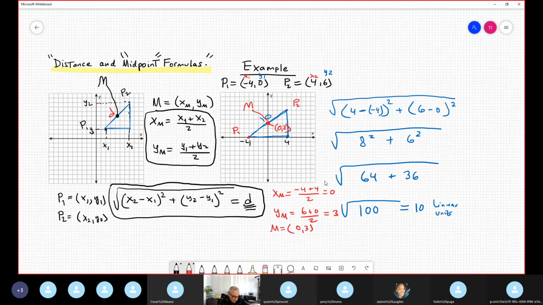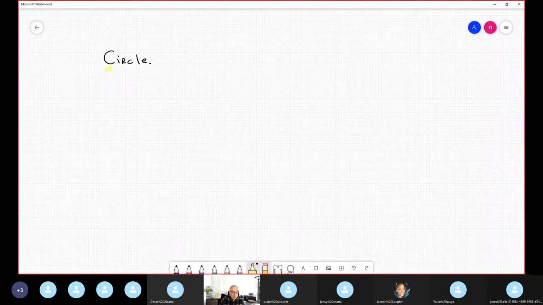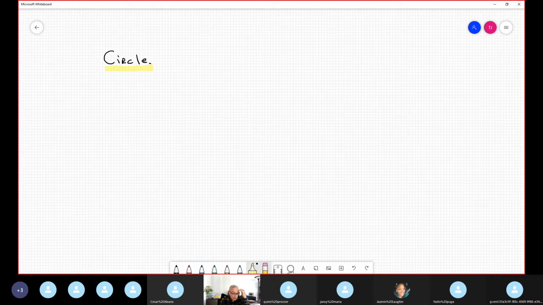Now let's move on to the first application of the distance formula, which is a circle. A circle. Okay. A circle is a geometric plane figure. The definition is a set of points. This is the set of points definition.